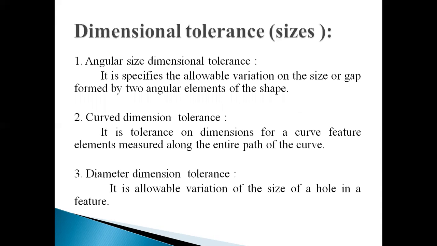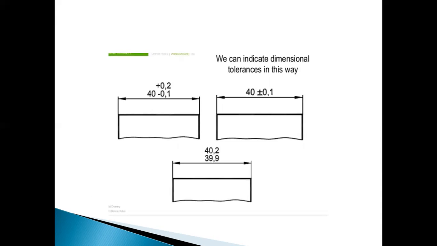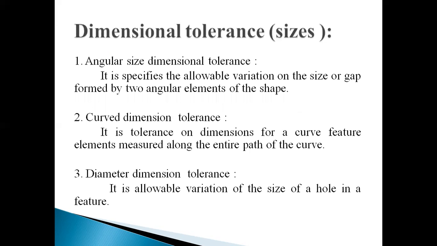In this diagram, the width of a specific part is expressed as a numerical value which is 40, and the other is a measuring unit in mm. Next are the dimension tolerance sizes. First, angular size dimension tolerance.